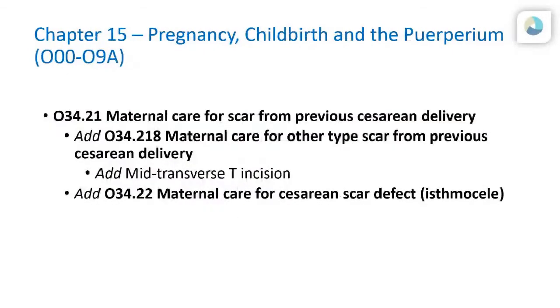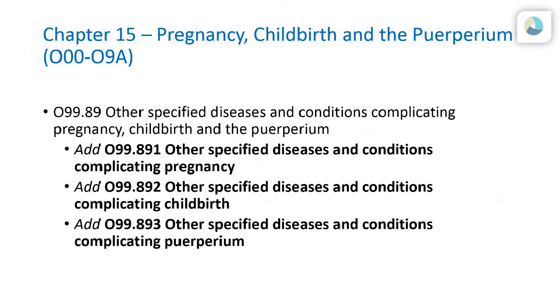Chapter 15. 5 new codes, 1 deleted. O34.21. We have a new code for maternal care for other type scar from previous cesarean delivery. How many times have we needed that, right? And then we also have a new code for maternal care for cesarean scar defect. We have 3 new codes for other specified diseases and conditions complicating either pregnancy, childbirth, or the puerperium. So they've broken it out into 3 separate codes.